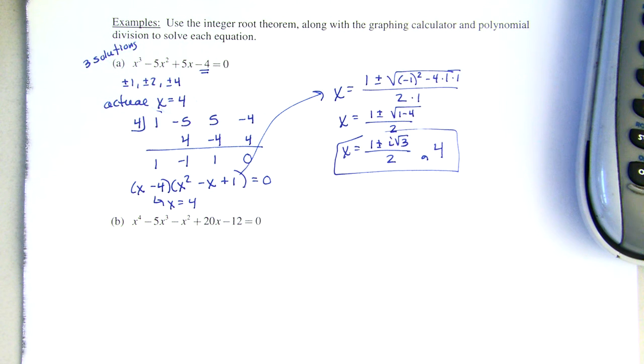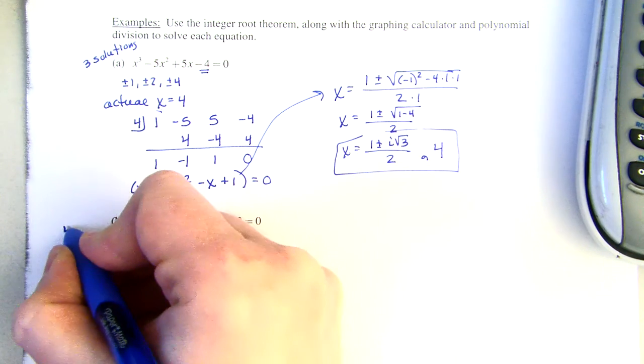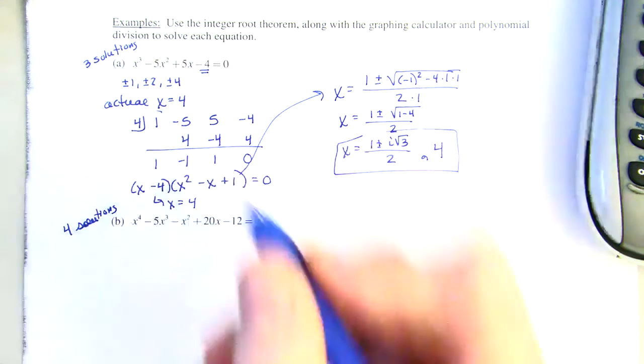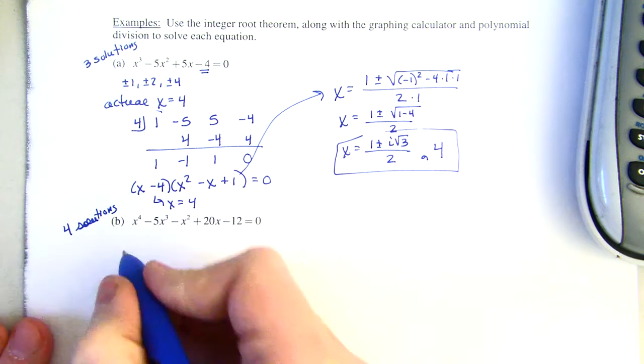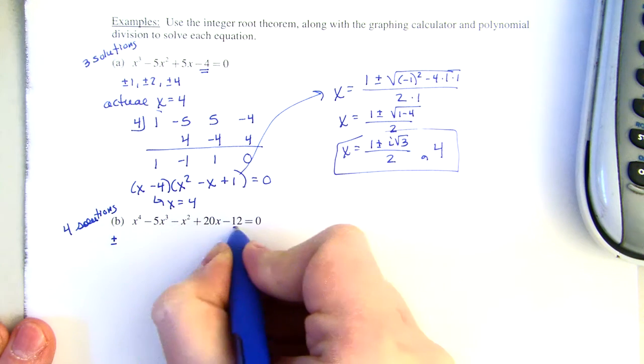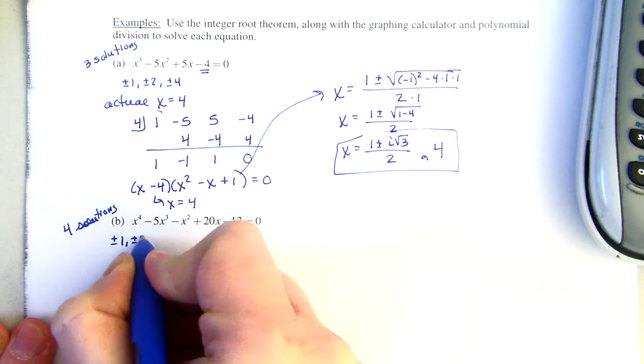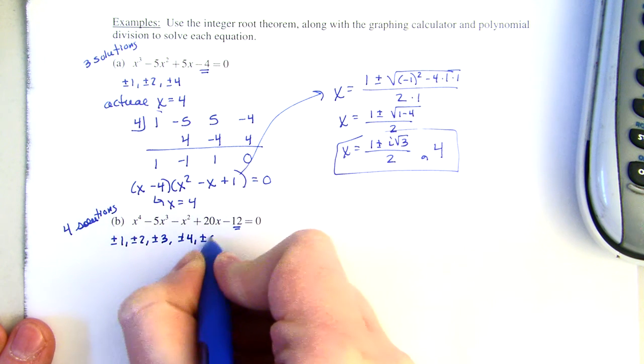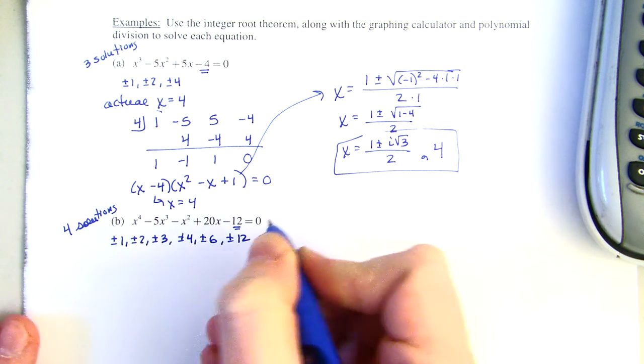Letter B, how many solutions are there? Okay, we haven't done one of these yet. There are going to be 4 solutions to something like this. Let me get you started. My possible integer solutions, factors of 12, so plus or minus 1, plus or minus 2, plus or minus 3, plus or minus 4, 6, and 12.